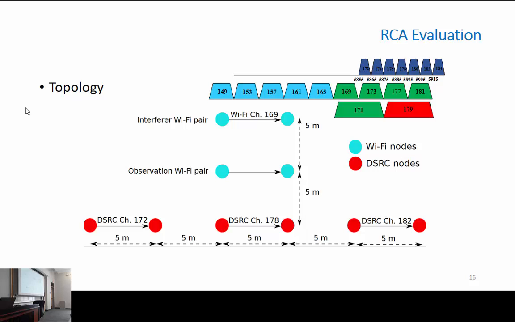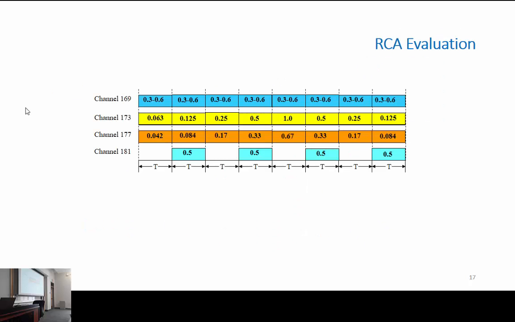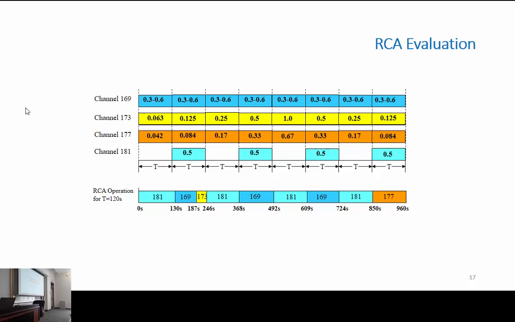And this is what the performance looks like. So this is the traffic that we emulated on the respective channels. These numbers here indicate the spectral utilization, so what fraction of the time the channel was being used. So these are the 4 channels that we evaluated.